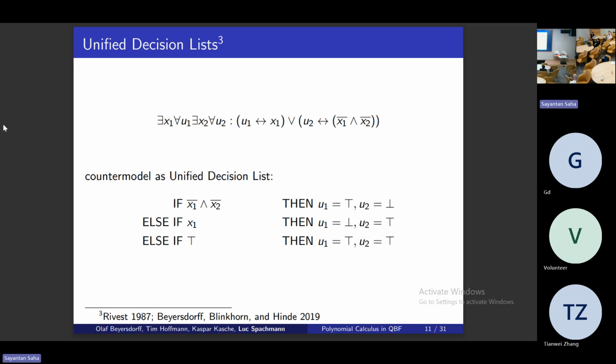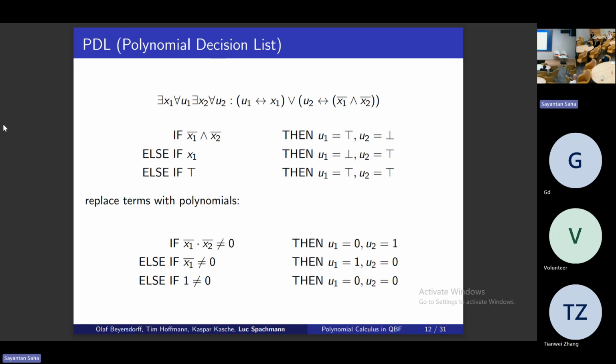So for our example from before, this, for example, is a unified decision list for terms. Now we want to adapt this to polynomial decision lists or polynomial unified decision lists, but it gets quite complicated, so we just call them PDLs, polynomial decision lists. We do exactly the same thing, except our queries are polynomials.